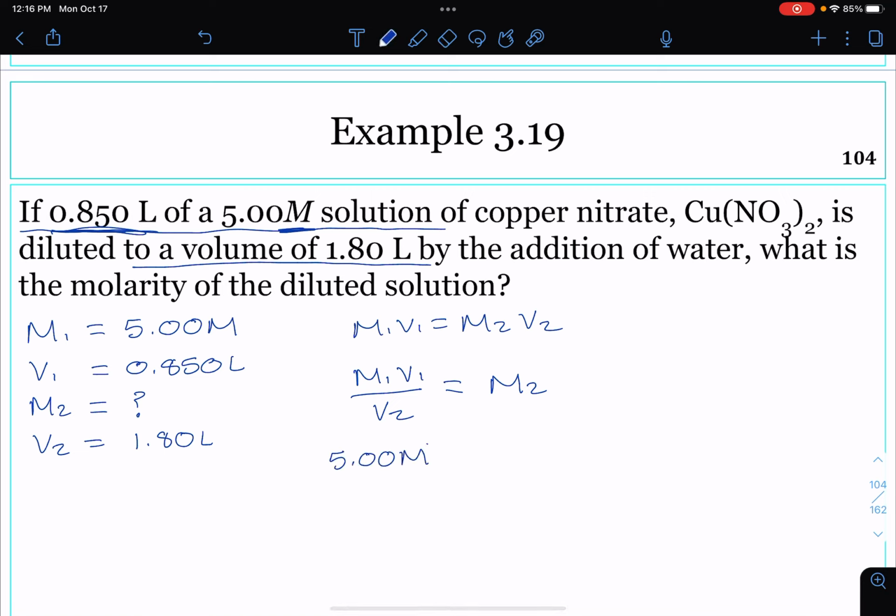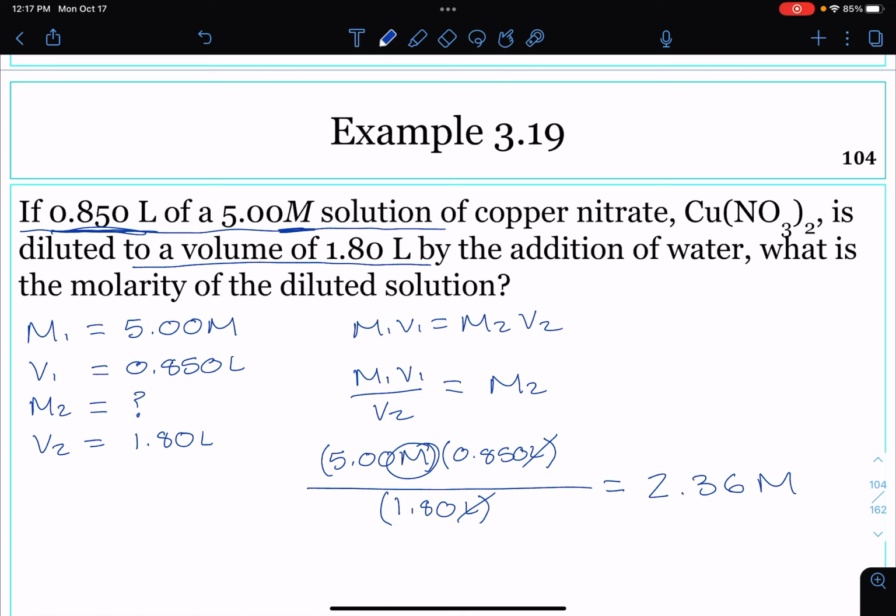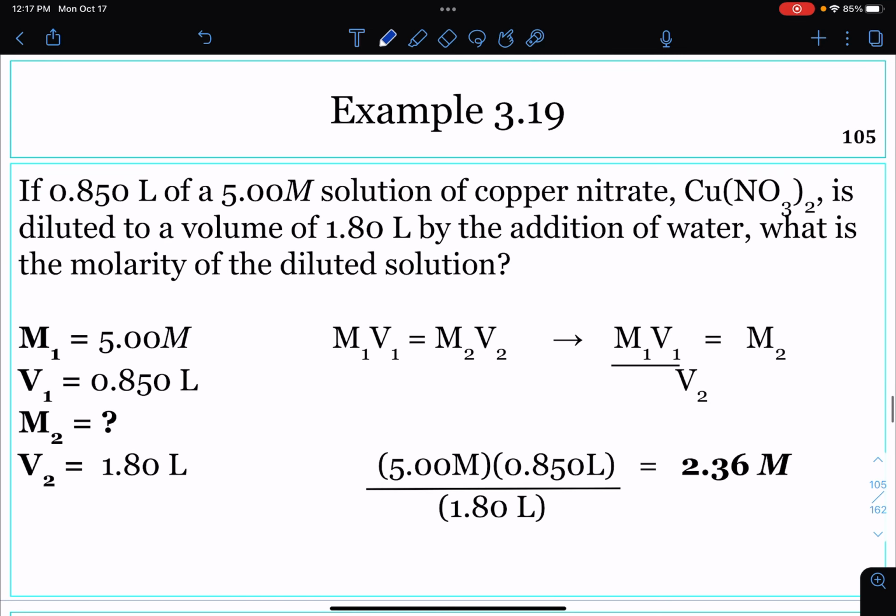5 molarity for M1, 0.85 liters for V1, 1.8 liters for V2, and then we can plug it into our calculator and solve. We get 2.36 molarity. Notice that our liters canceled and we're left with molarity in the units, which is perfect for solving for a concentration. There is the problem all worked out.